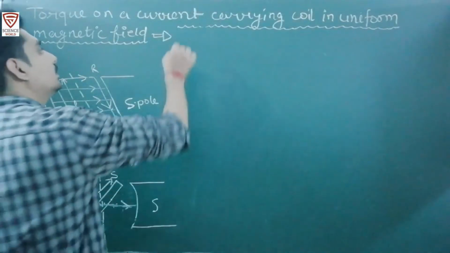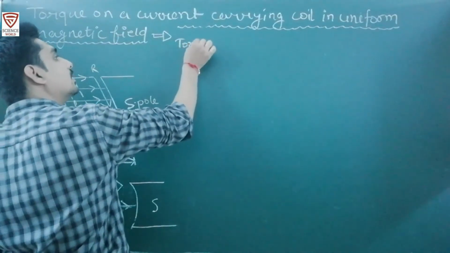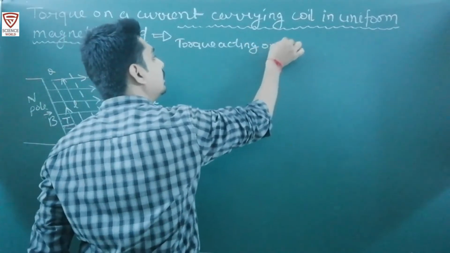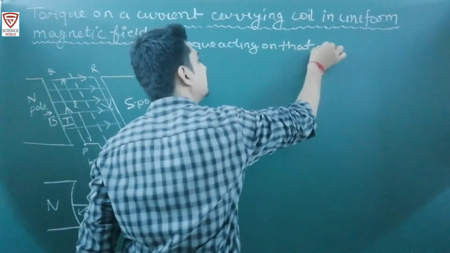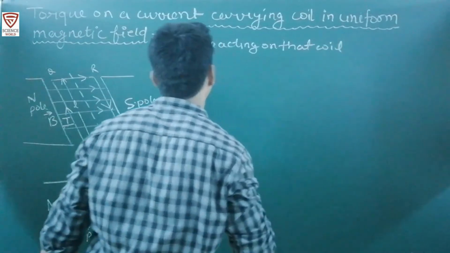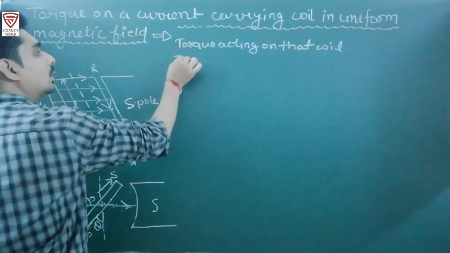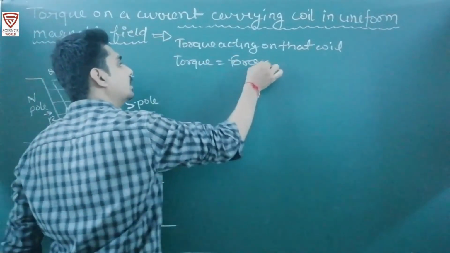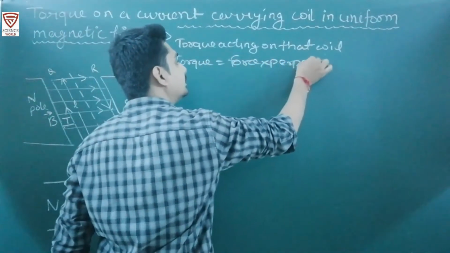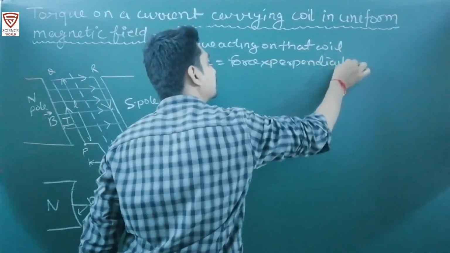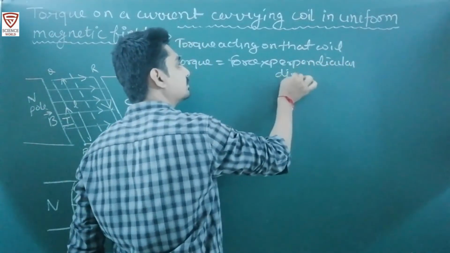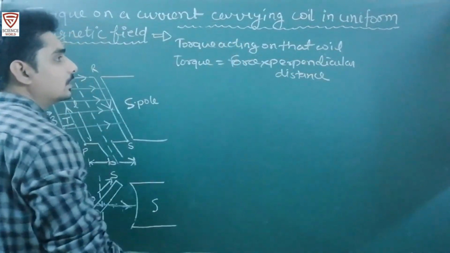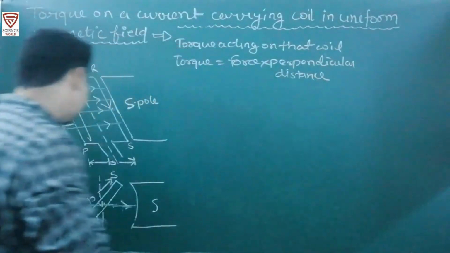So now we will see torque acting on that coil. The formula of torque is equal to force into perpendicular distance. Force we have already found out. So now we will find the perpendicular distance.